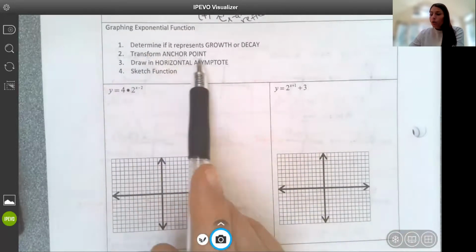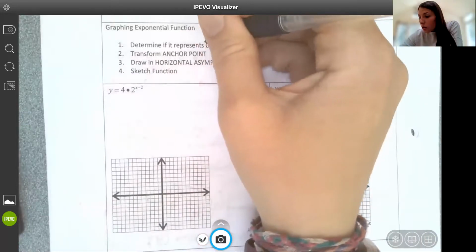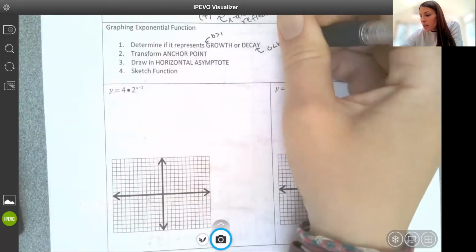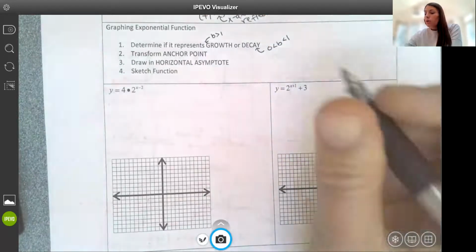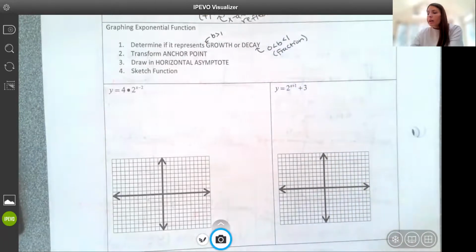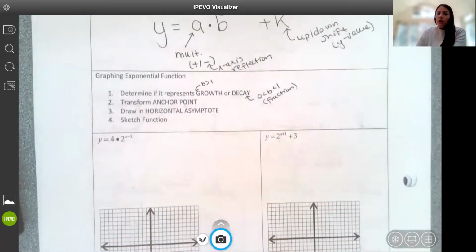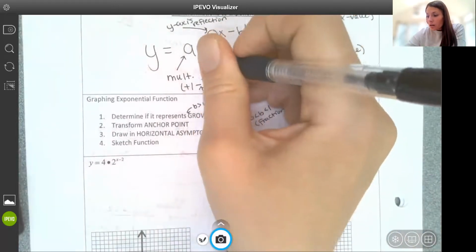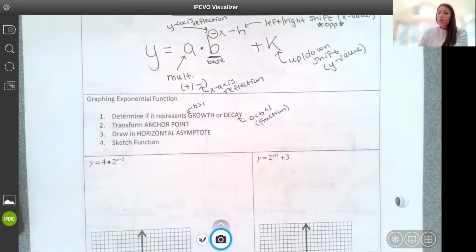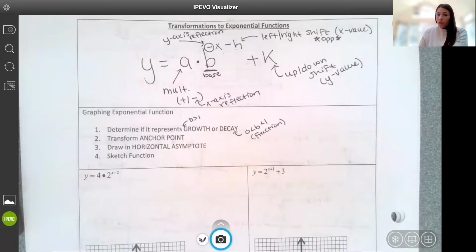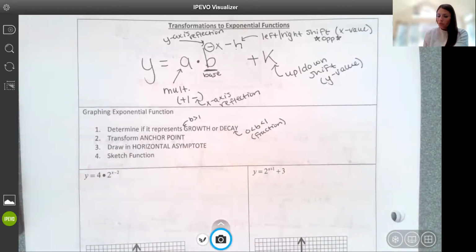First, determine if it's growth or decay. So we know that it's growth if my base is greater than 1, and it's decay if my base is between 0 and 1, or if it's a fraction for my base. Okay, and remember, there's a value in here that doesn't transform anything, and that's this base right here. This is our base. That's just helping us determine if it's growth or decay. So if you need to pause this and get that down, you can do that before I move.